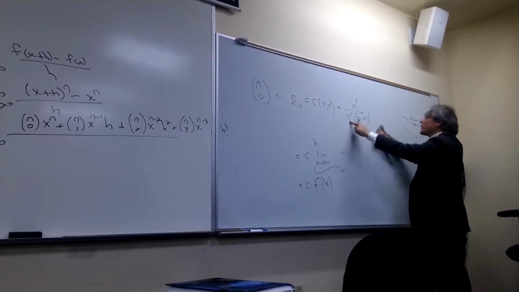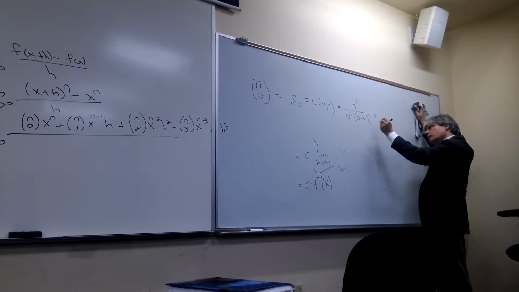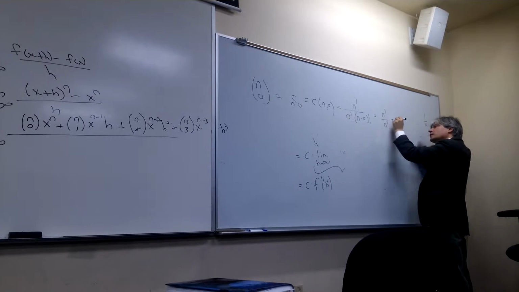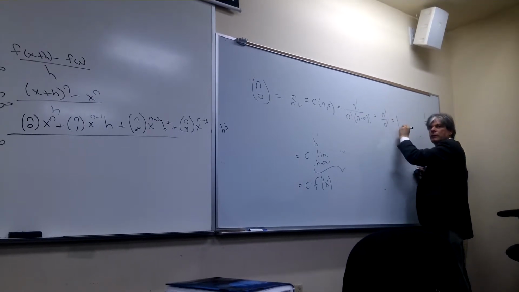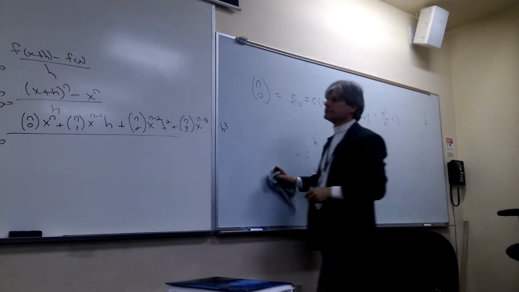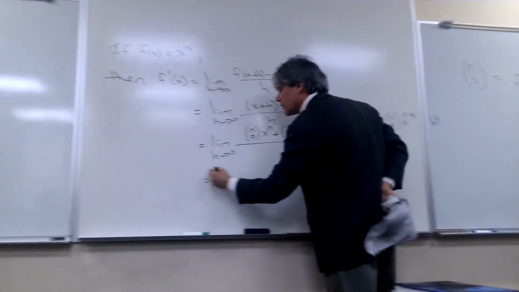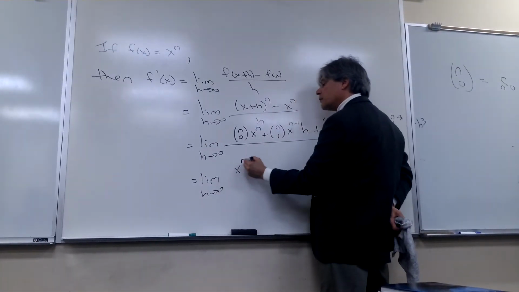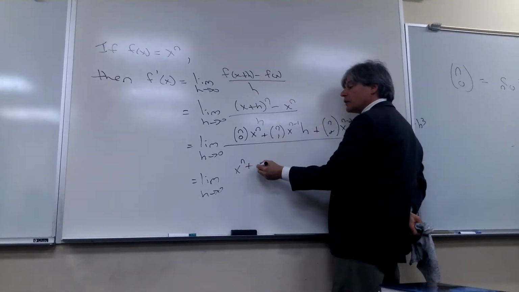But 0 factorial is defined to be 1. So I get n factorial over n factorial, which is 1. Oh, we just evaluated the first one. So I guess this is the limit as h goes to 0 of 1 times x to the n plus n chosen 1 at a time is really just n.